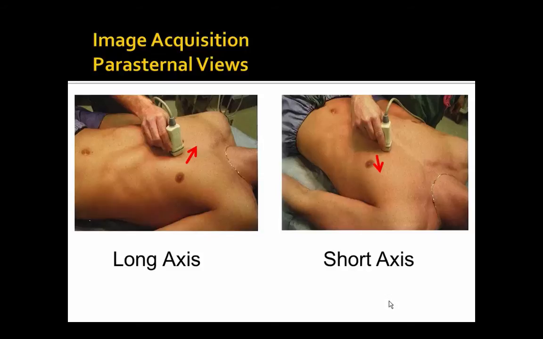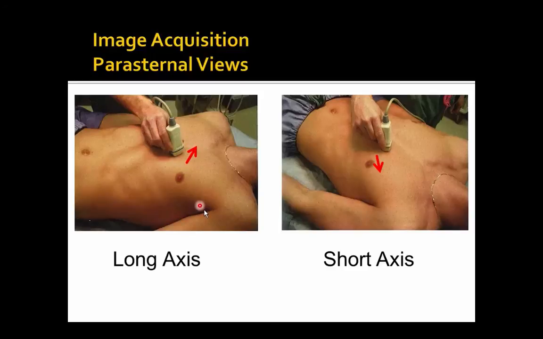And that's usually the first view that I like to do when I do a bedside echocardiogram. So long axis, we've got our patient here is lying flat. They could be in the left lateral decubitus position. And here's our probe. And notice how the operator holds the probe down low and their hand is down touching the patient.